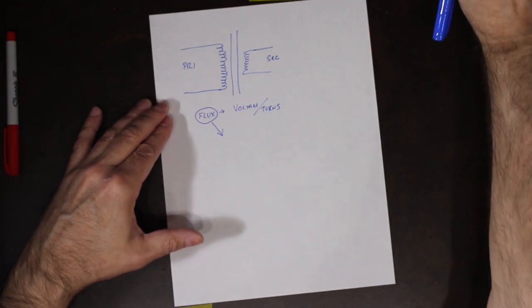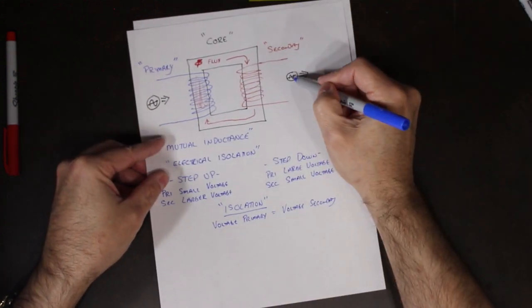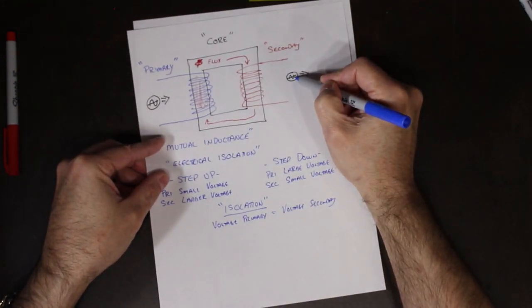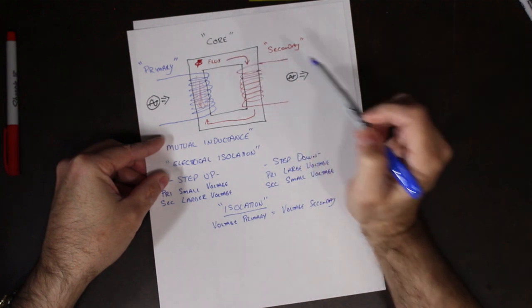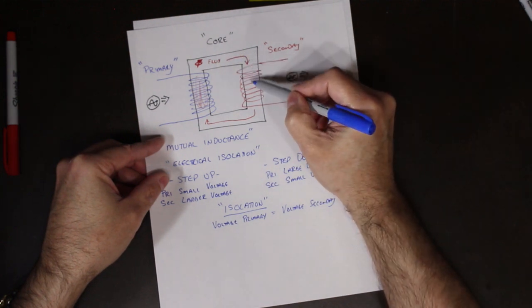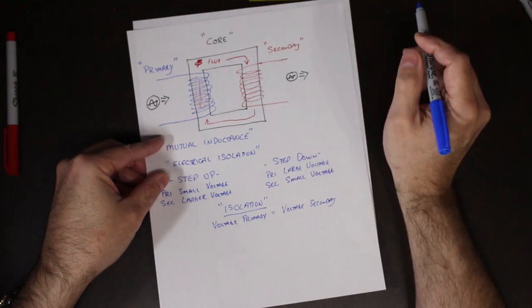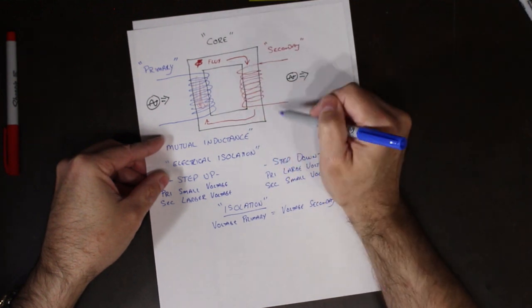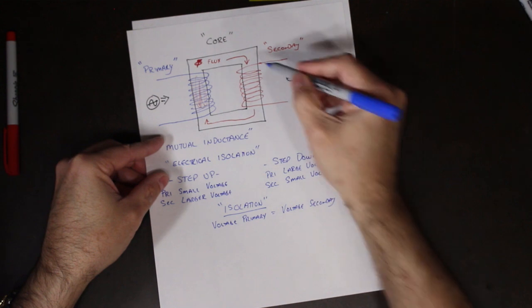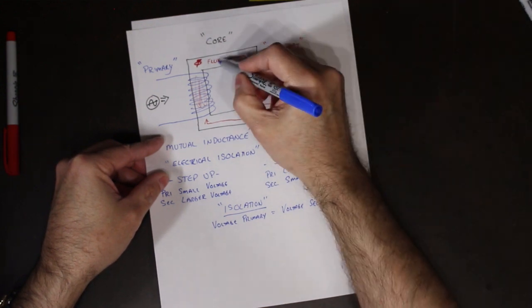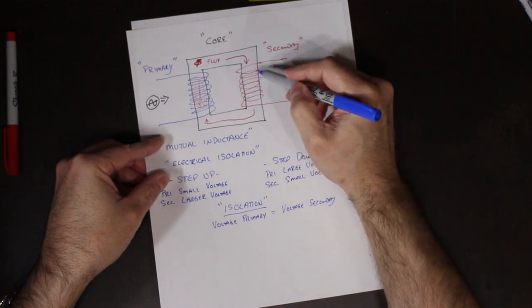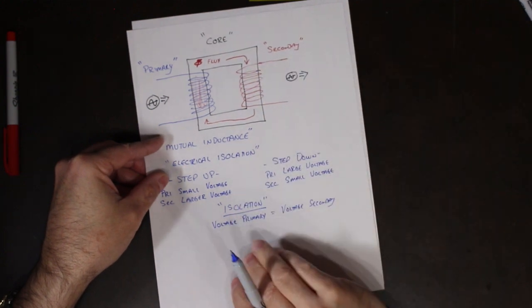So now, how much voltage is created here is based on that strength of the flux and the number of turns. So the flux and the number of turns. That's what ends up creating the voltage on the secondary. So the strength of the flux flowing through and a certain number of turns.